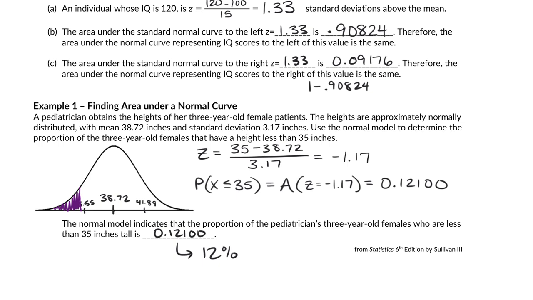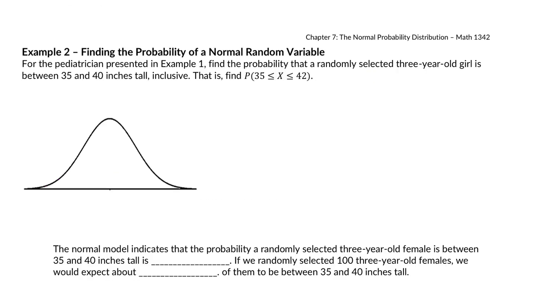Of course, it won't always be that simple, because what if the question is like example 2, and it asks you this time for the pediatrician, find the probability that a randomly selected 3-year-old girl is between 35 and 40 inches tall. So if I was just drawing this image, let's say this is the 35 mark, and then this is 40. I want to know this. So we have to get creative.